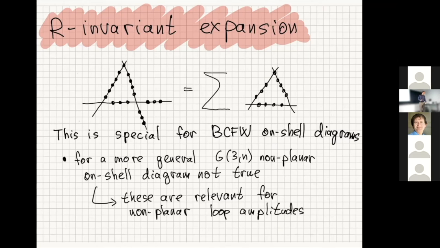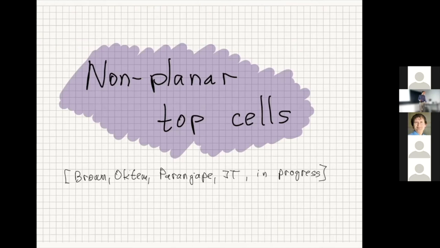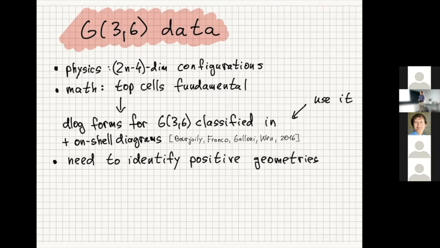So the last thing I would like to mention, something in progress, is about non-planar top cells. In physics, we like these 2n-4 dimensional configurations, but in mathematics, the fundamental things are top cells, not these lower dimensional cells. So now the question is, what are the non-planar top cells? What are the top cells associated with non-planar plabic graphs, and is there any geometry for them?